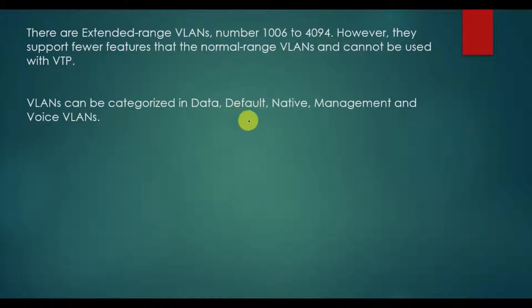Default VLAN, we have VLAN 1, so we use that as the default VLAN. The native VLAN means it carries tagged and untagged traffic. We will discuss more in detail in the upcoming slides. Management VLAN, when we configure the network devices, we call it a management VLAN. And the voice VLAN, voice over IP devices connected to the port, that has to be configured with the voice VLAN.